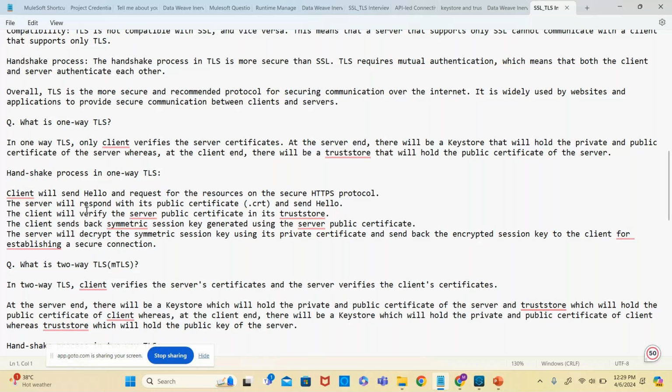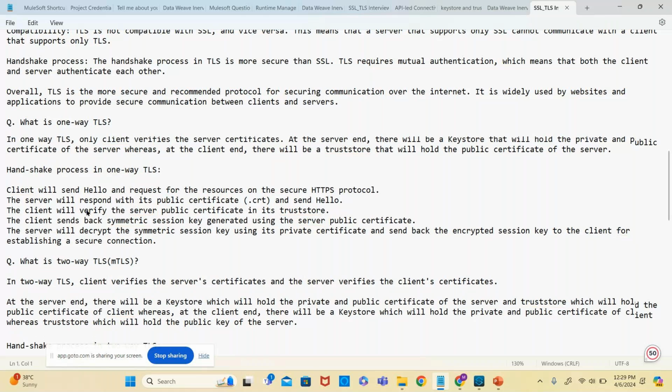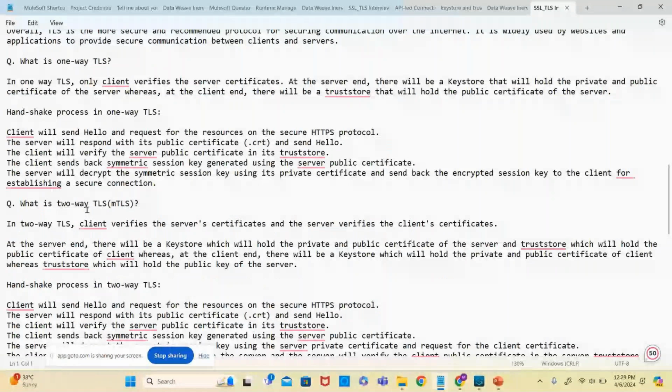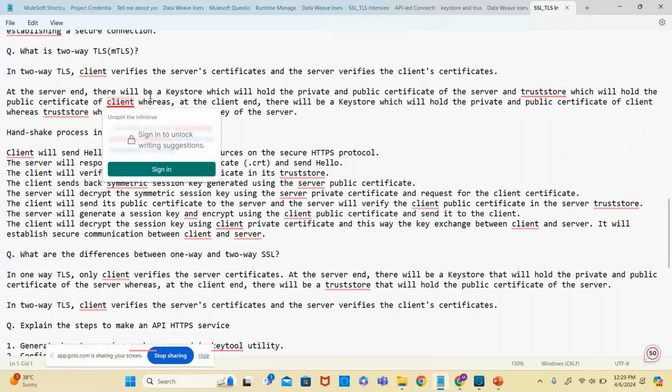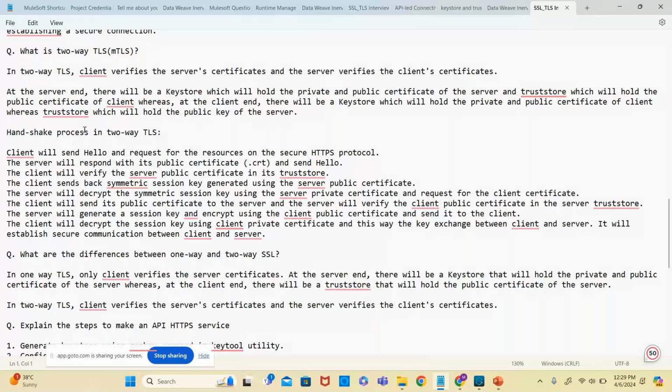Okay, fine. Two-way SSL: client will verify, server will verify. That's why you'll have more steps. At the server end, there will be a keystore which will hold the private and public certificate of the server, and a truststore which will hold the public certificate of the client. Whereas at the client end, there will be a keystore which will hold the private and public certificate of the client, and a truststore which will hold the public key of the server. What I'm telling here is that both sides will have a keystore and truststore in two-way SSL.